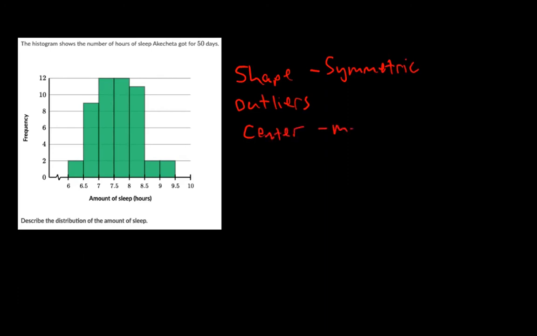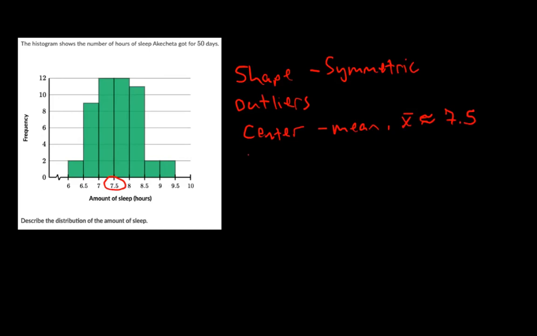I could probably write this down for you. So again, the shape: mostly symmetric, roughly symmetric. It's not perfect by any means. Again, list any outliers. There doesn't really appear to be any. The center, I would use the mean. It looks like it would be somewhere around 7.5. Looks like 7.5 is roughly where the mean would fall.